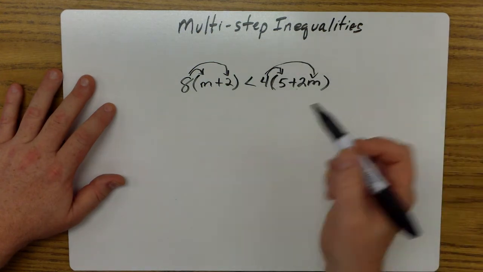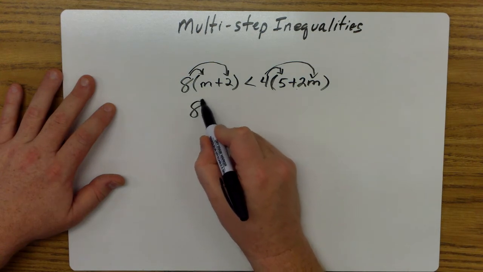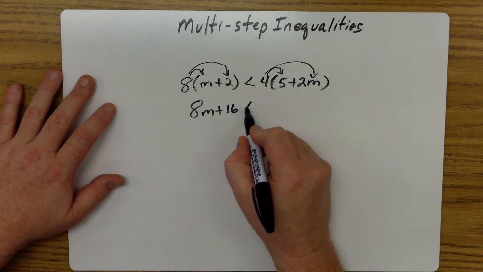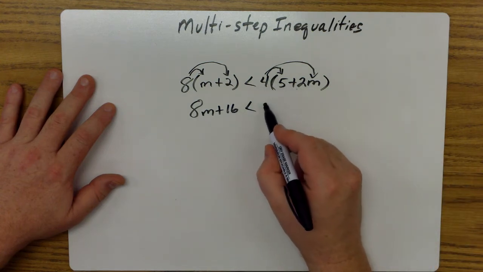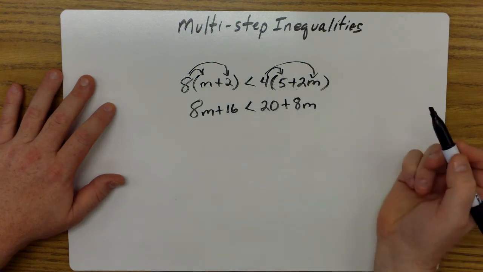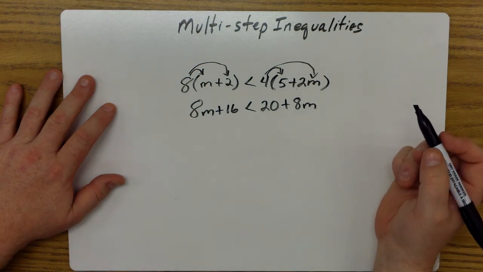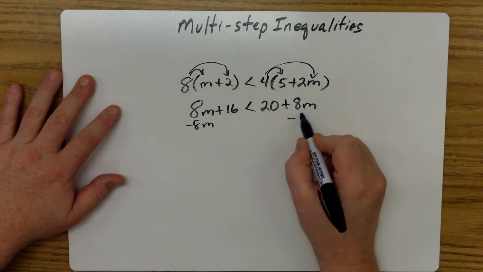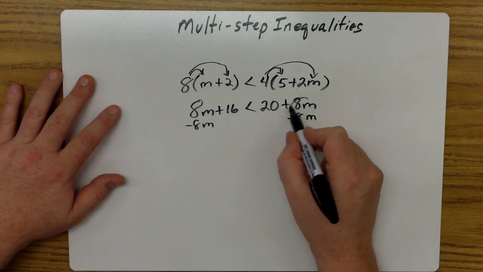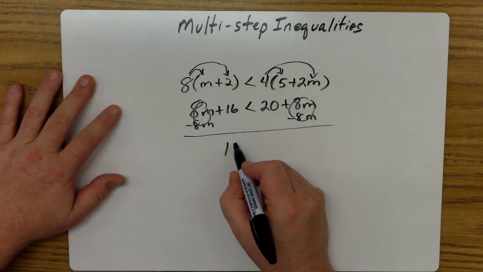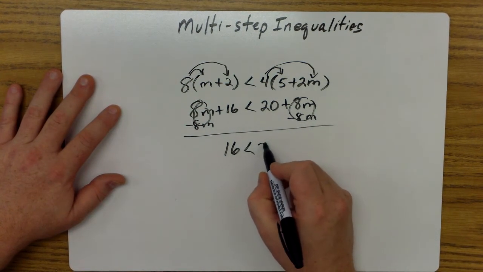Distribute here, distribute here. 8 times m is 8m. 8 times the 2 is plus 16. It's less than 4 times the 5 is 20. Plus 4 times the 2 is 8m. Next thing I'm going to do is bring all my variables to one side. So I'm going to minus 8m from both sides. And it turns out that I get 0 m's on both sides. What I have left over is 16 is less than 20.